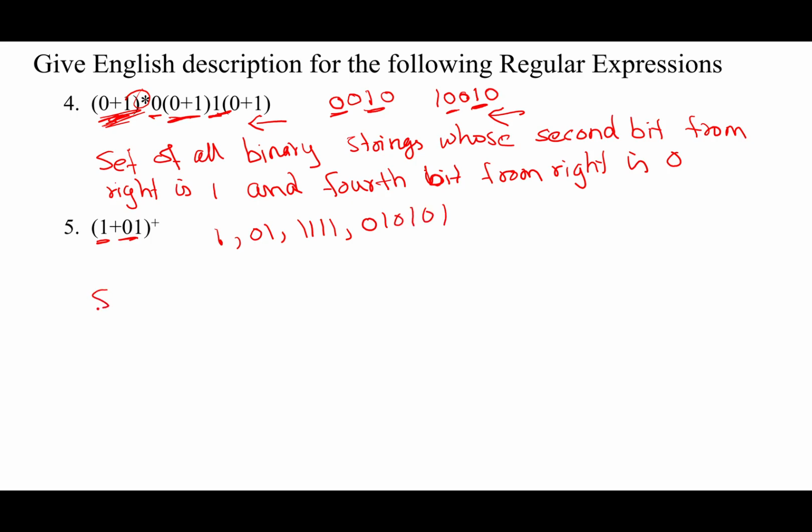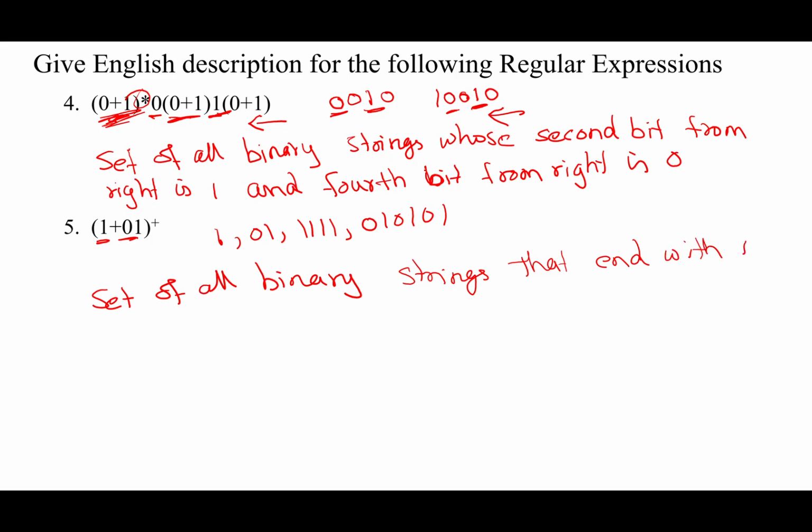Okay, so here how can we write the statement? Set of all binary strings that end with 1 and have no consecutive zeros. Set of all binary strings that end with 1 and don't have consecutive zeros.